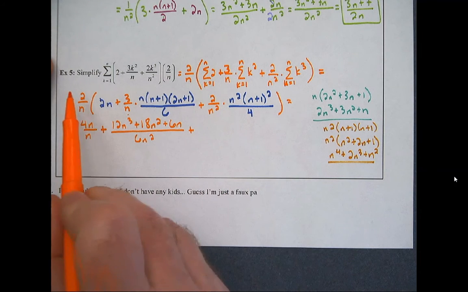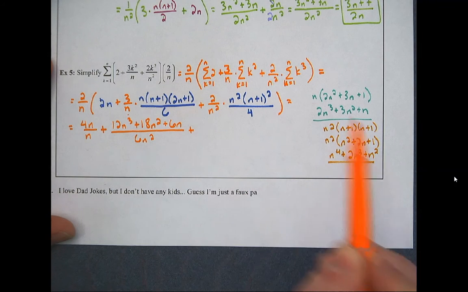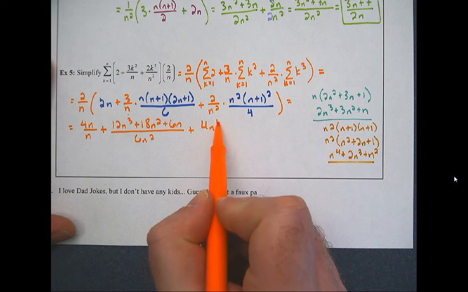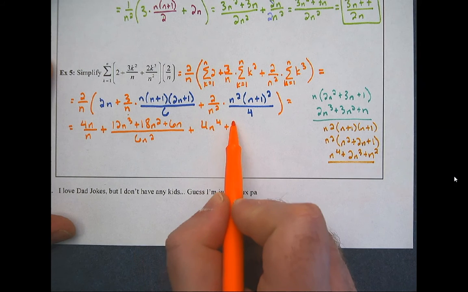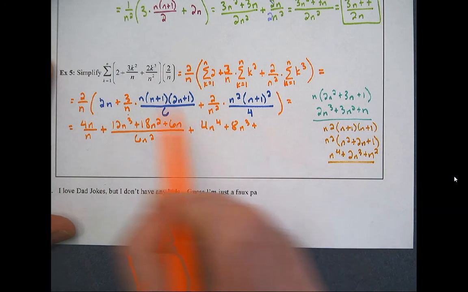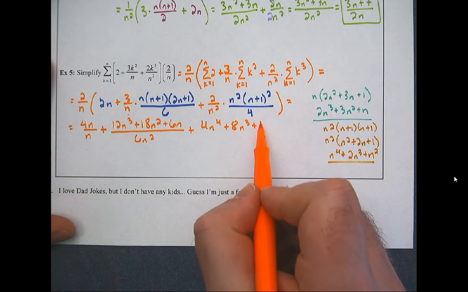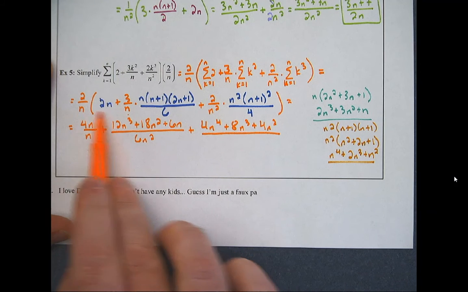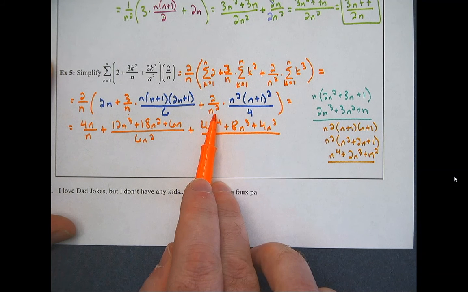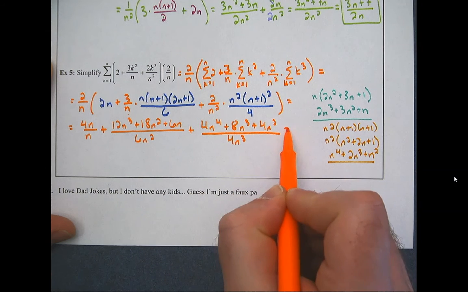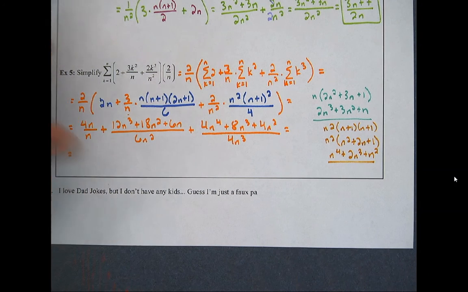So this is getting multiplied by 2 times 2, which is 4 times that. So that would be 4n to the 4th. 4 times 2 is 8n cubed. 4 times n squared is 4n squared over n times n squared is n cubed times 4 is 4n cubed. Whew! Good old-fashioned algebra.